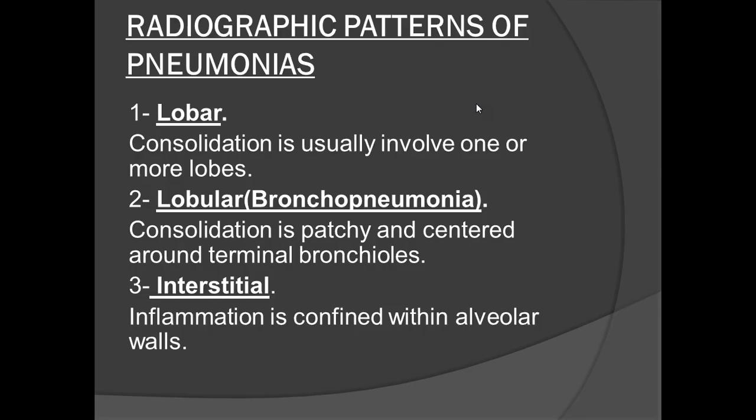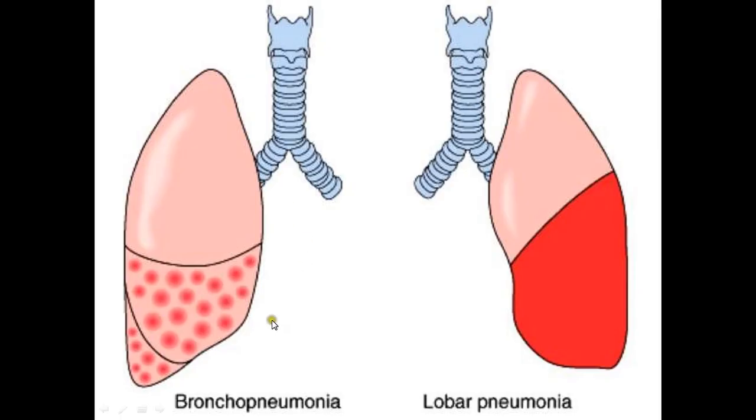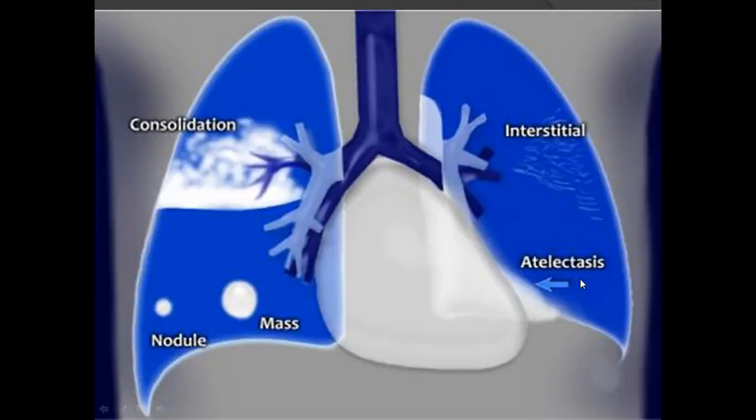Lobar pneumonia usually involves one or more lobes, and bronchopneumonia is consolidation involving patches, centered around the terminal bronchioles. Interstitial inflammation is confined within the alveolar walls and the interstitial spaces. This is bronchopneumonia. Here you may get patchy infection across the lobe, and here the complete lobe is involved, in the case of lobar.